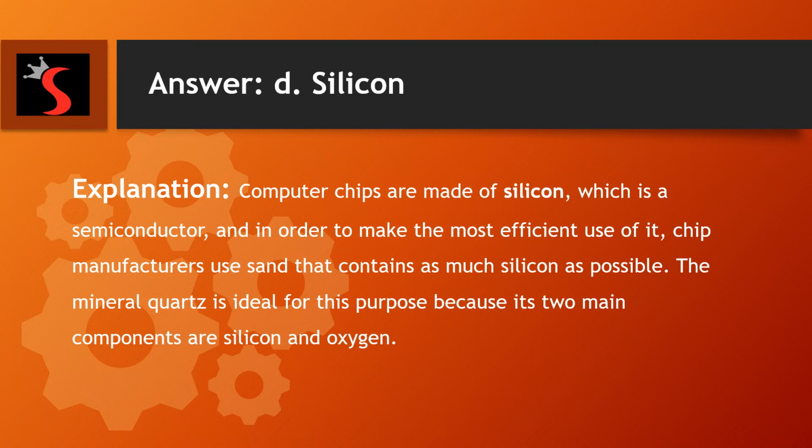Explanation: computer chips are made of silicon, which is a semiconductor, and in order to make the most efficient use of it, chip manufacturers use sand that contains as much silicon as possible. The mineral quartz is ideal for this purpose because its two main components are silicon and oxygen.